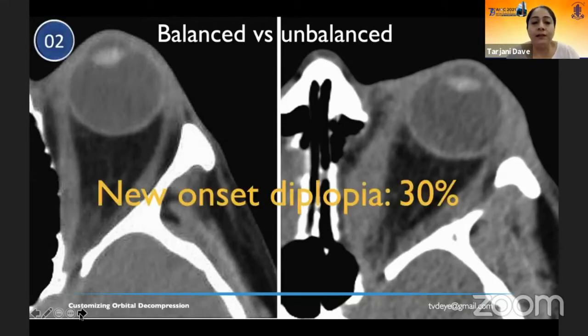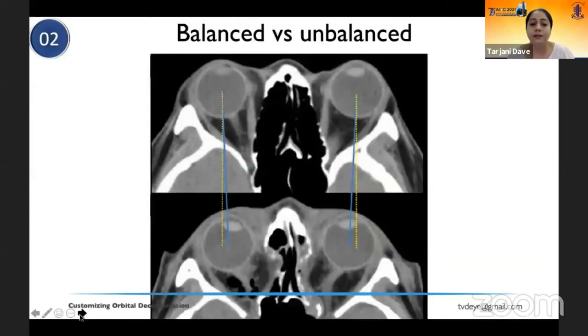So new onset diplopia is one of the biggest concerns following decompression. And this is as high as 30%. And it's higher in patients that have an unbalanced decompression versus a balanced decompression. This is just a graphic to show you what happens in a balanced decompression when medial wall and lateral wall both are tackled. You have the globe falling back in its position as you see along the yellow lines.